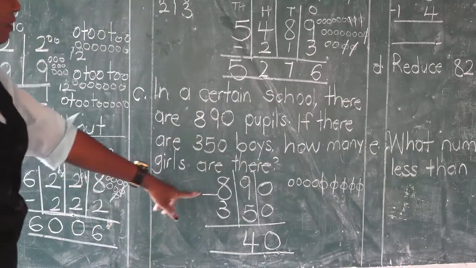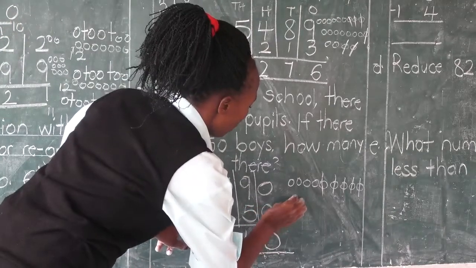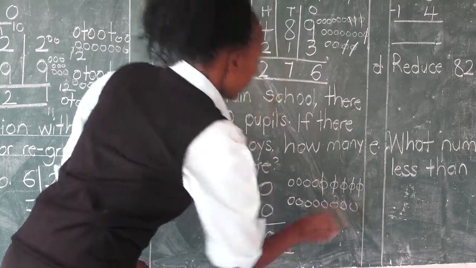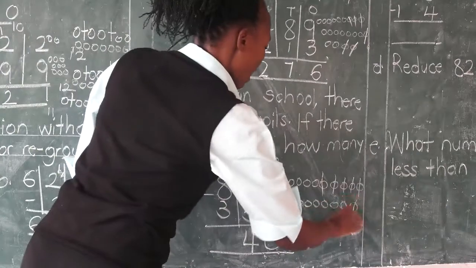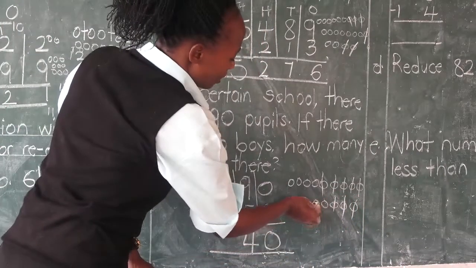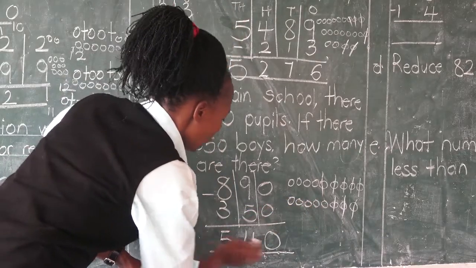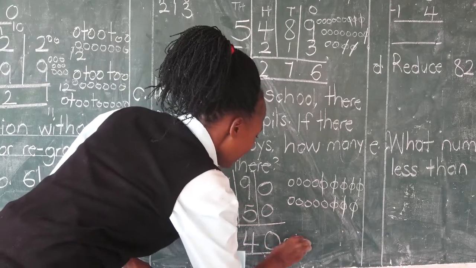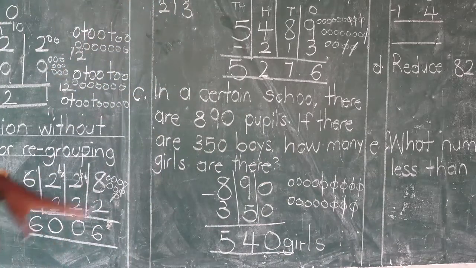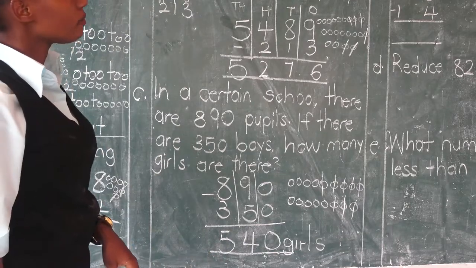Okay, then here we have 8, take away 3. We are going to do our 8 balls here: 1, 2, 3, 4, 5, 6, 7, 8. Take away 3: 1, 2, 3. Now let's look for the remainder: 1, 2, 3, 4, 5. Now, this is the total number of girls. Let me put there the word girls, because we are finding the total number of girls in that school. Now in that school we have 540 girls.